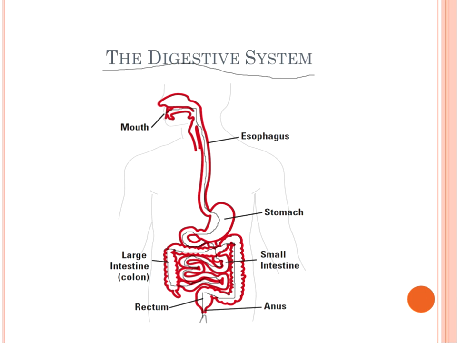But also know what some of the organs do along the way. The small intestine absorbs all your nutrients. If it wasn't for your small intestine, you would not get any nutrients. That's where you get healthy. Your large intestine absorbs all your water. That's where you get hydrated. Your stomach and mouth are very similar. They just break down food.